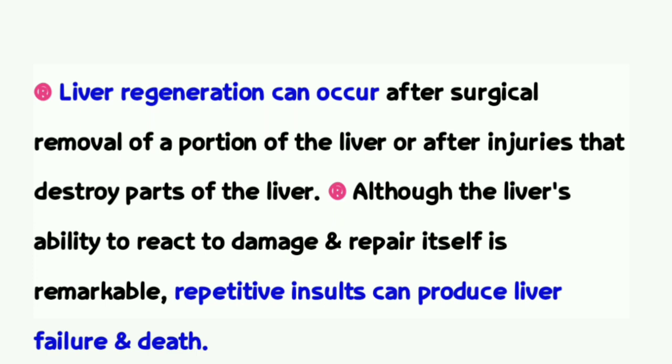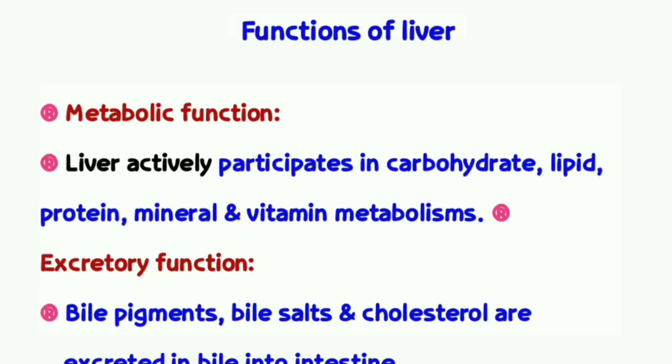Liver regeneration can occur after surgical removal of portions of the liver or after injuries that destroy part of the liver. Although the liver's ability to react to damage and repair itself is remarkable, repetitive damage can produce liver failure and death in some cases. Functions of the liver. Metabolic functions: the liver actively participates in carbohydrate, lipid, protein, mineral, and vitamin metabolism.